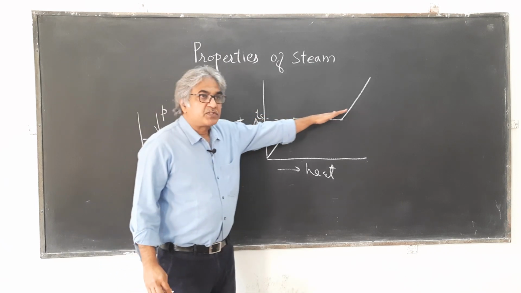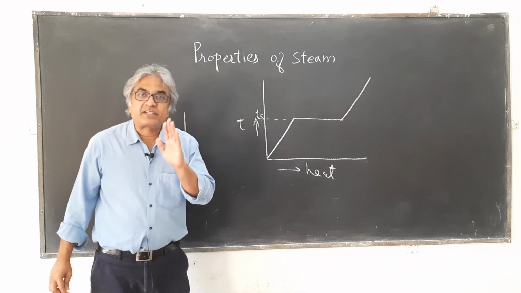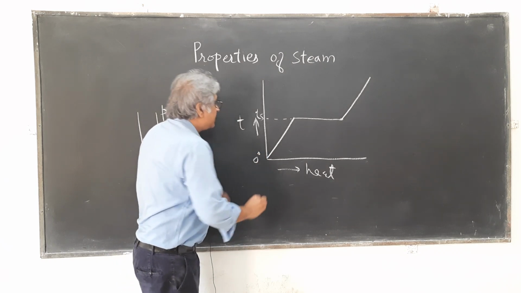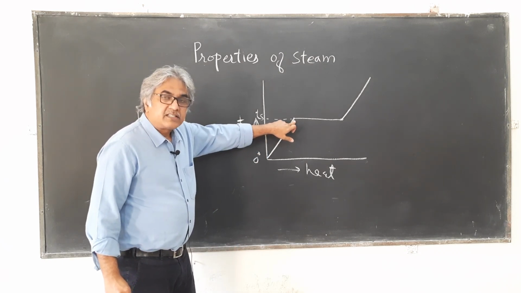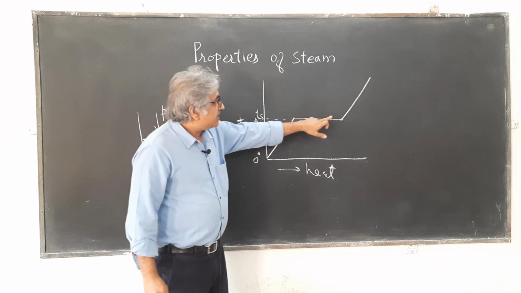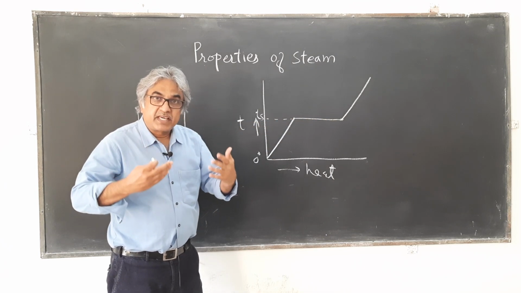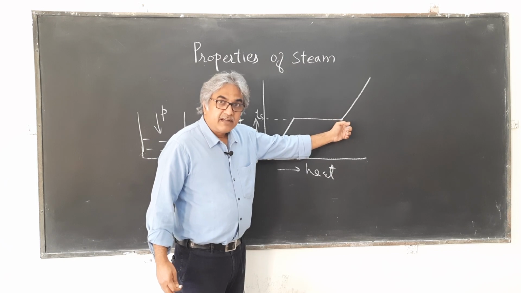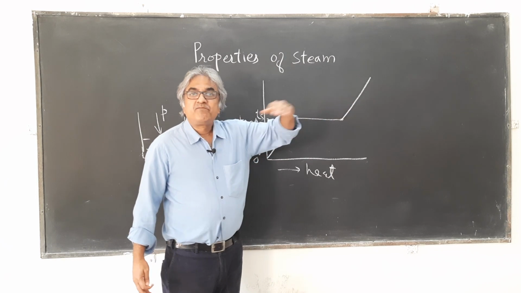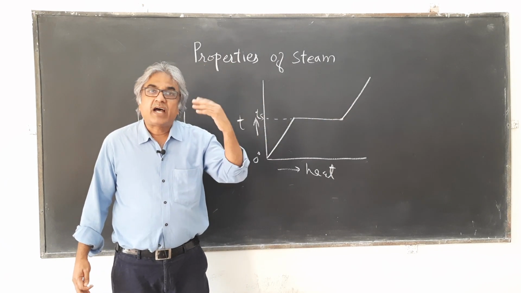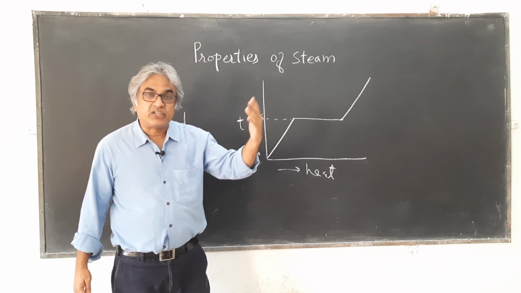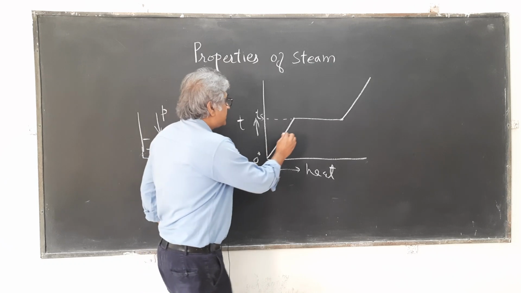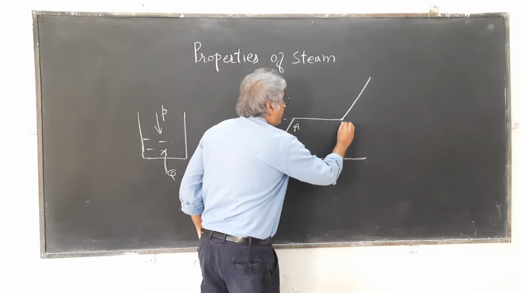Remember, all this process is taking place at constant pressure. So you started from 0 degree Celsius, the water reaches saturation temperature, thereafter the phase transformation begins. The entire phase transformation is completed here, and beyond which if you heat, the temperature will rise again, that is the superheated region. That means the steam gets superheated from this point. Let me name this: this is point A and this is point B.